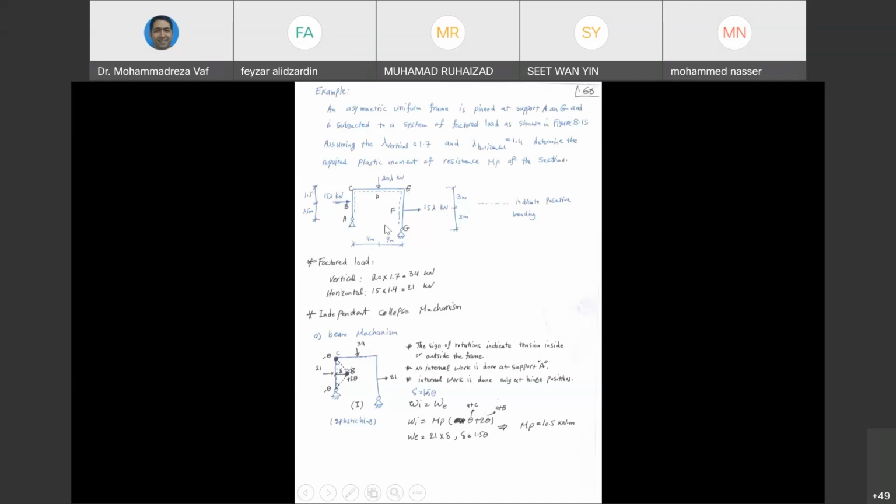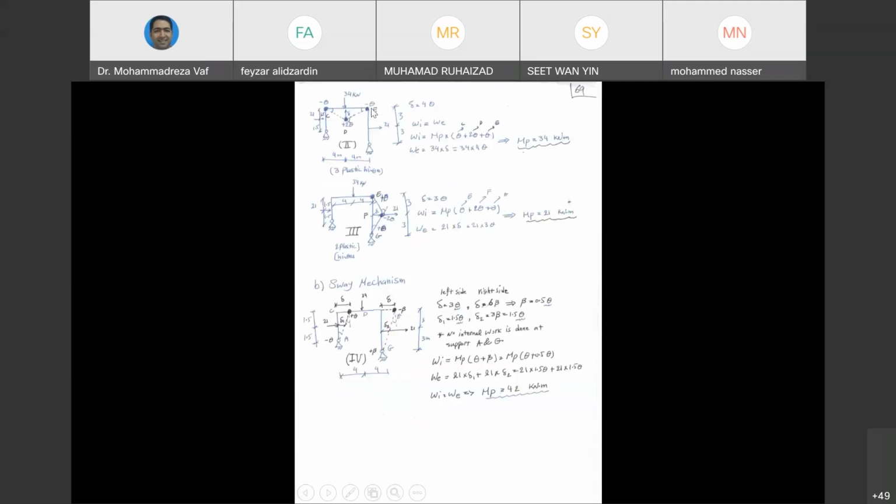So here, for example, in this case, since we have a different type of collapse mechanism, we need to calculate and examine them one by one. The first case is where the collapse occurs in the left column. So we have done the calculation. The second one is when the collapse occurs in the beam. It's similar to what we did for the beam. The third case is the collapse in the right column. And the fourth one is sway mechanism.